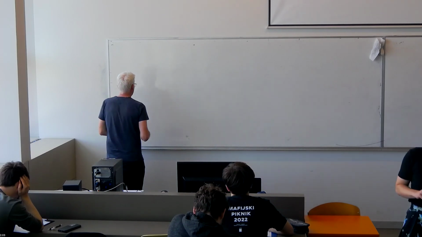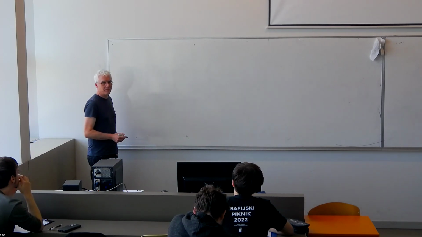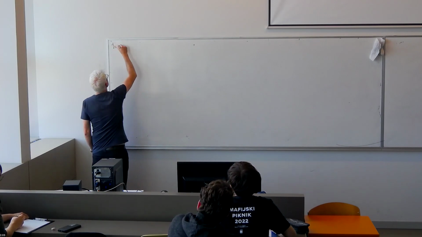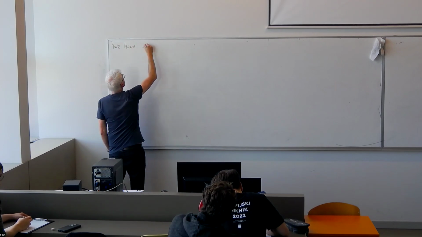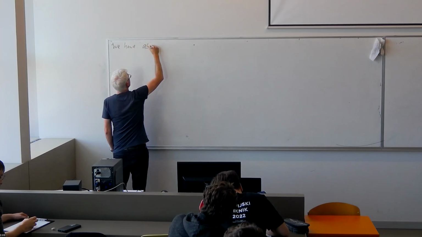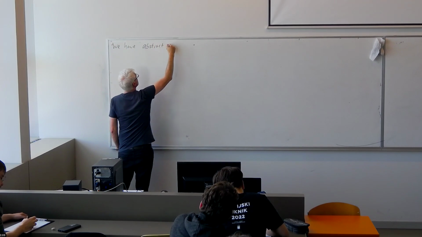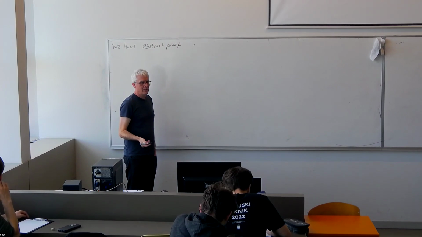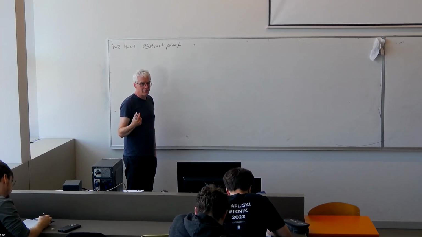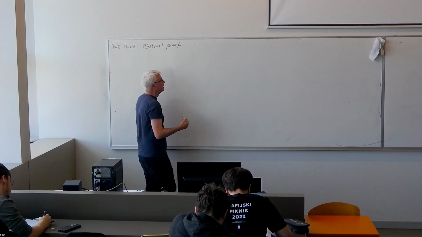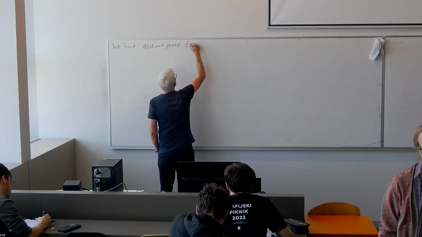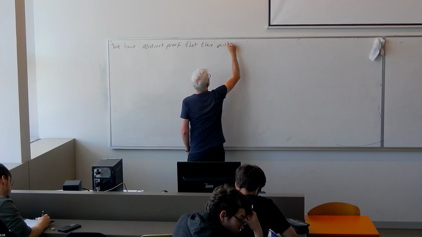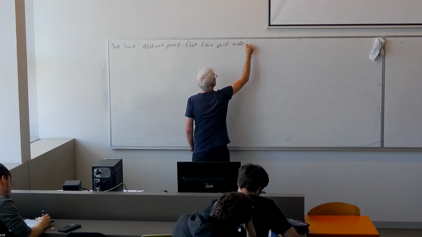Okay, so right at the end last time we had an abstract proof that there exist languages that are not semi-decidable, and there exist languages that are not decidable. That there exist undecidable languages.